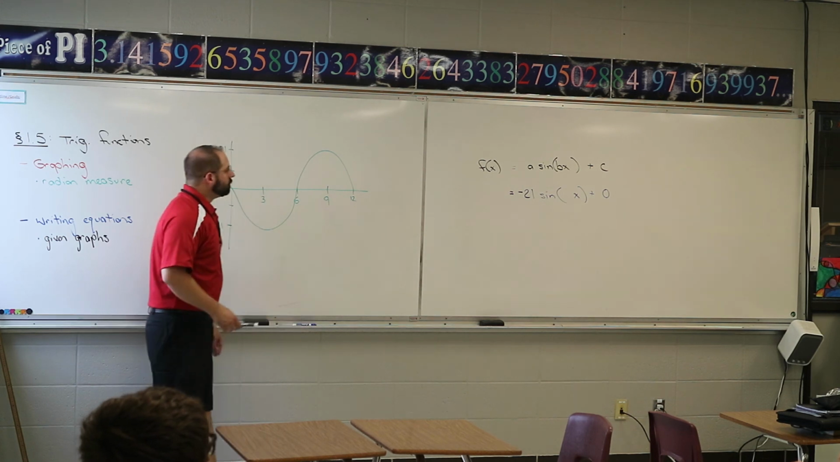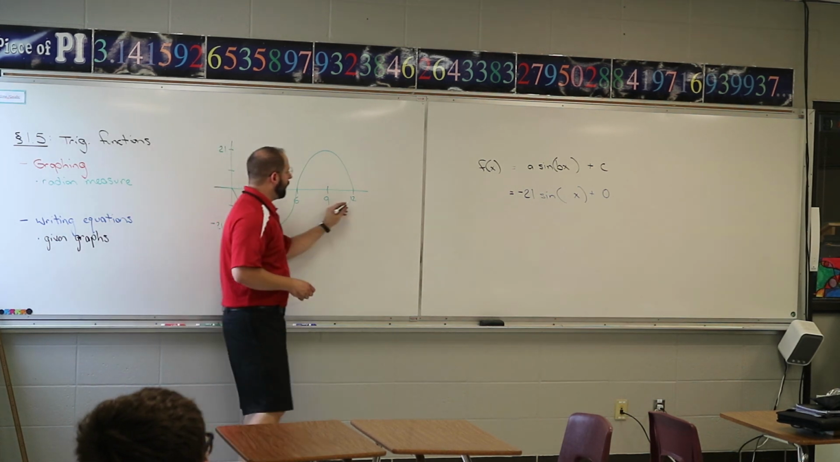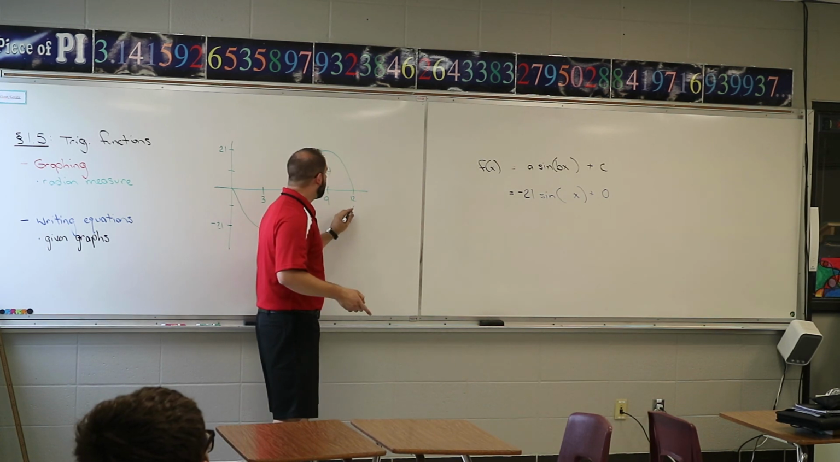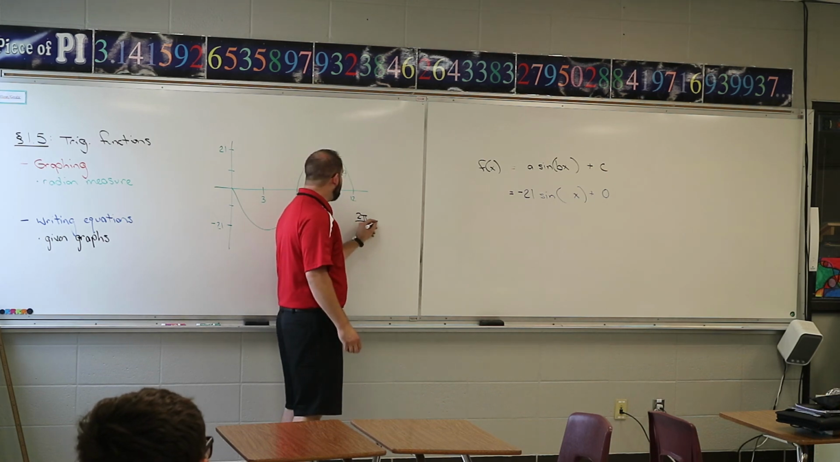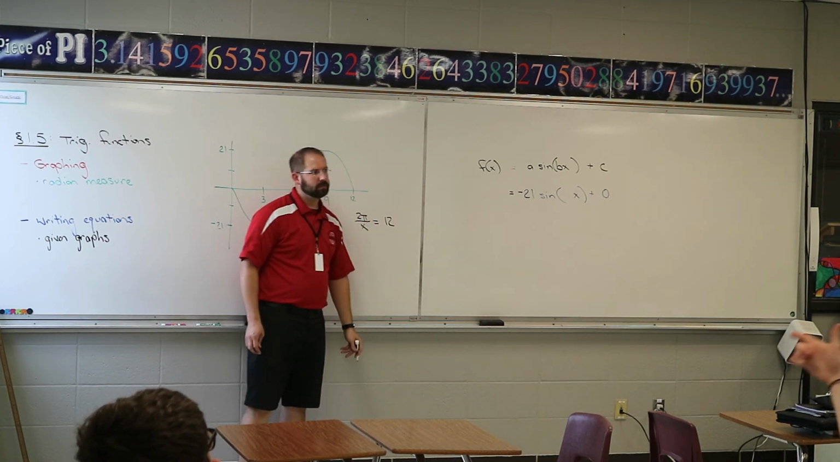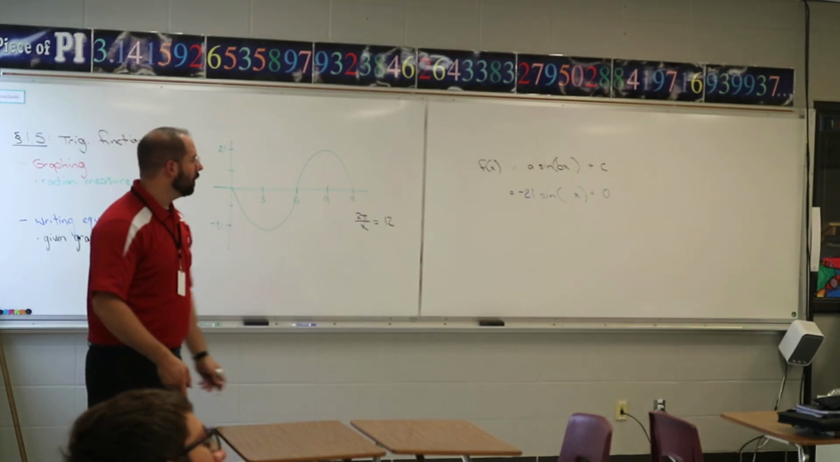All right, now that we know where we're at, we have to figure out that amplitude, because we're not going out to 2 pi. We went out to 12. So what they did is somehow they took 2 pi, they divided by a number, and they ended up with the number 12.